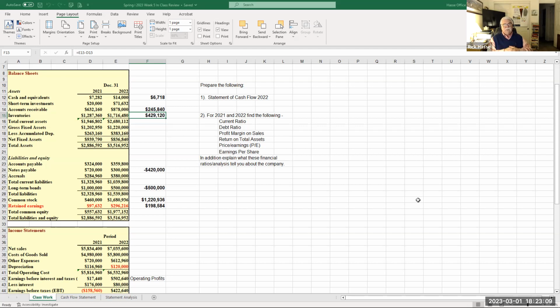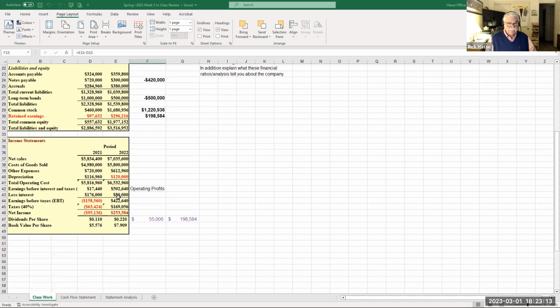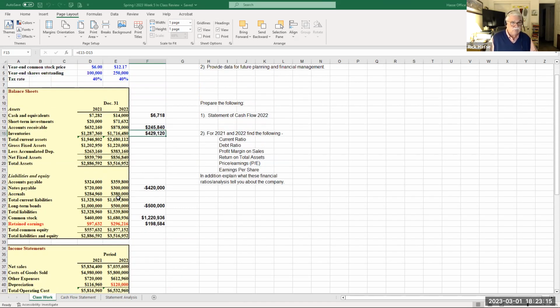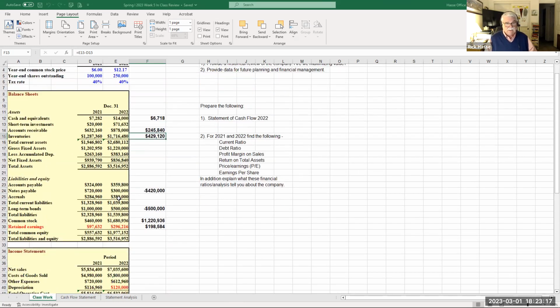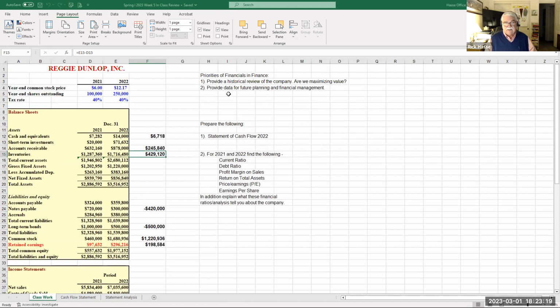We're all familiar with, and we've all done them, the balance sheet and the income statement. Those are the two main financial statements of a company. These financial statements provide a historical review of a company. Are we maximizing our value? And they provide data for future planning and financial management. And that's where we're heading over the second half of our course: planning, strategy, financial management.